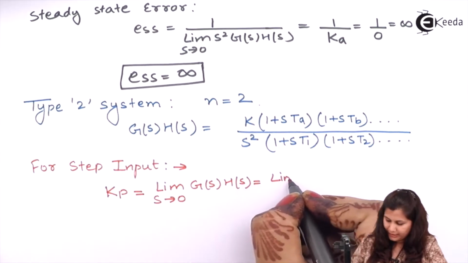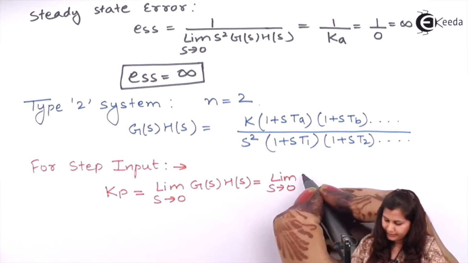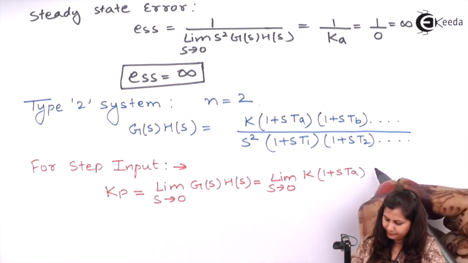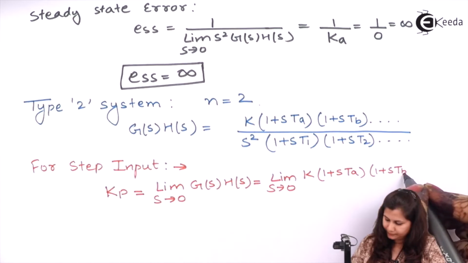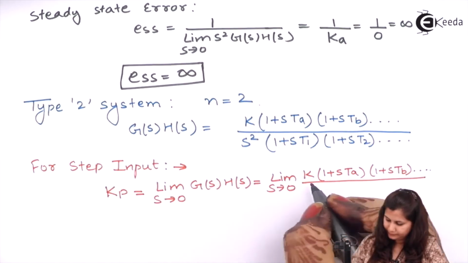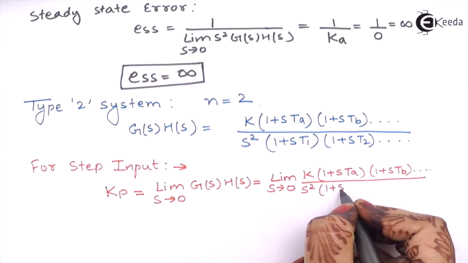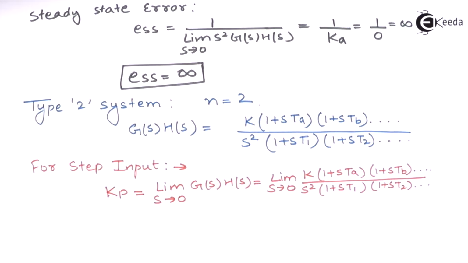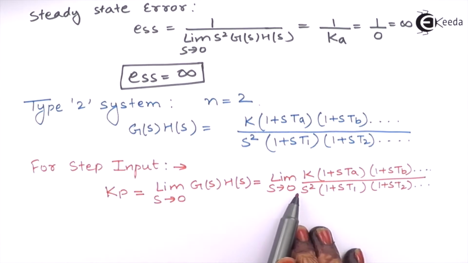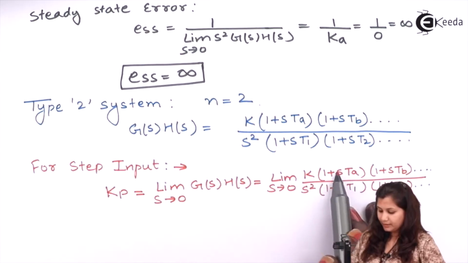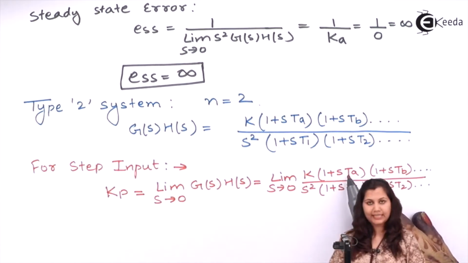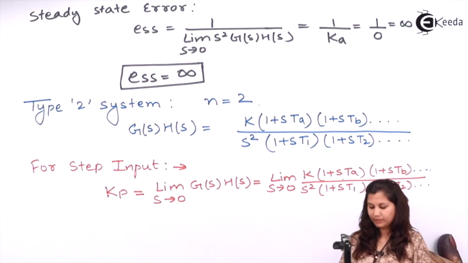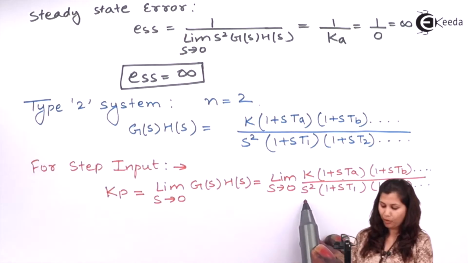Putting the value of G(s)H(s) here and applying the limits, we have the value of G(s) as, when we apply the limit s tends to 0, this will become 1. This is 1, this sT is 0 and 1 plus 0 will become 1. Here also 1 plus 0, 1 plus 0, 1 plus 0. So we will have K upon s square.